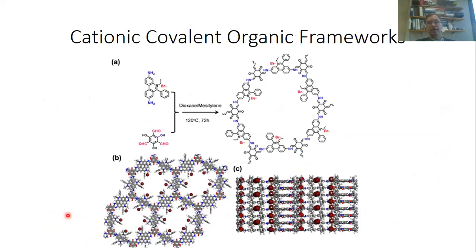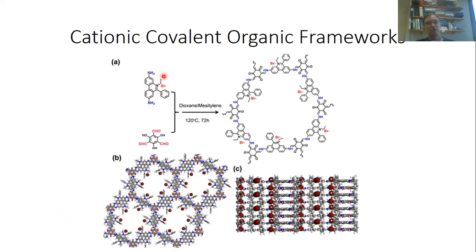All right, so you can not only make anionic covalent organic frameworks, you can also make cationic ones, and that's actually a significant difference to silicate and zeolite materials, which are always anionic. Covalent organic frameworks can be either anionic or cationic. So all you need to do is start out with a cationic building unit, for instance, this one here.